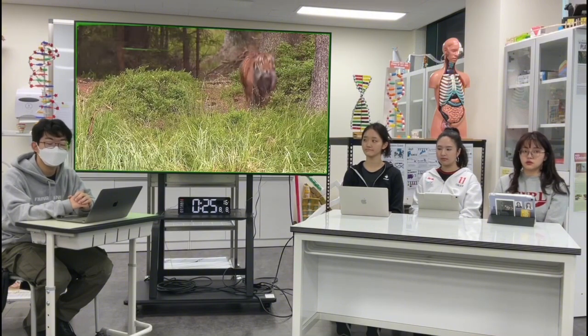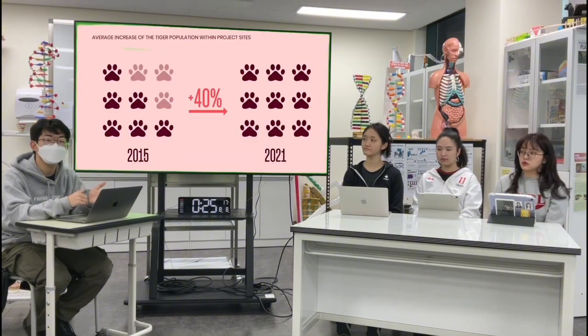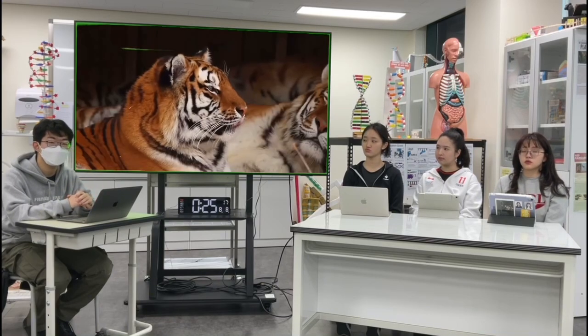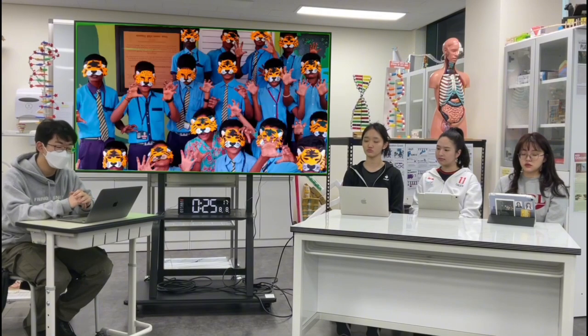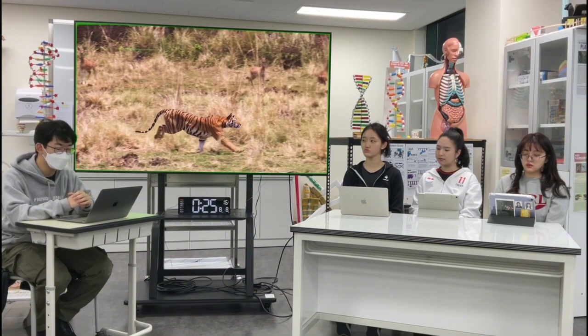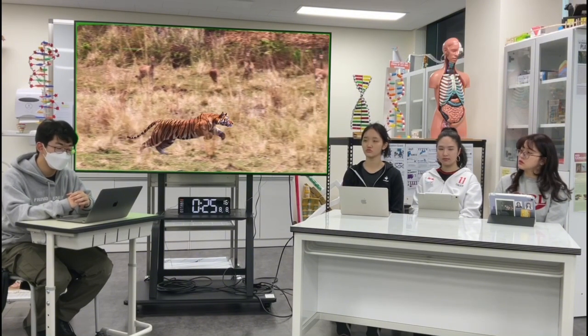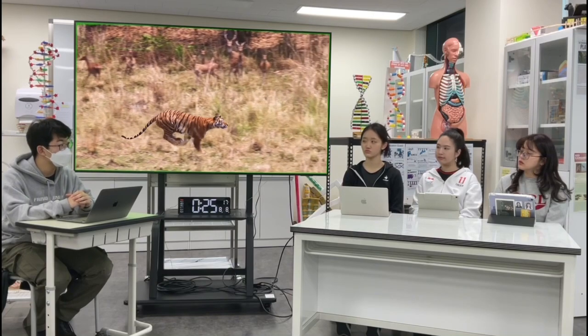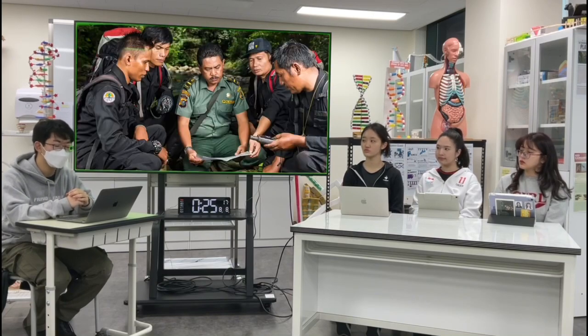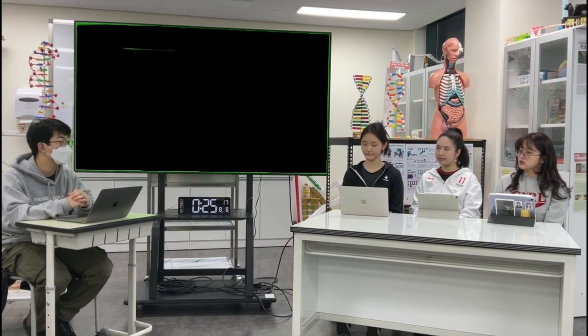Since the program began, tiger populations in some areas have increased by an average of 40%, demonstrating the real, measurable success of these conservation strategies. So, by working together across borders, communities, and ecosystems, we can ensure that tigers and the biodiversity they represent have a future. The ITHCP's efforts are proof that conservation works, but only when we act as one.